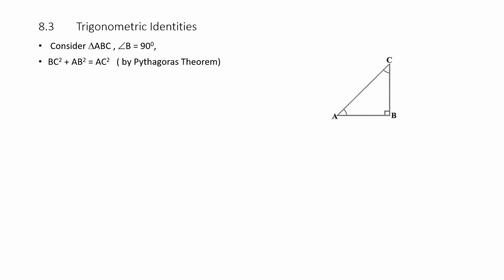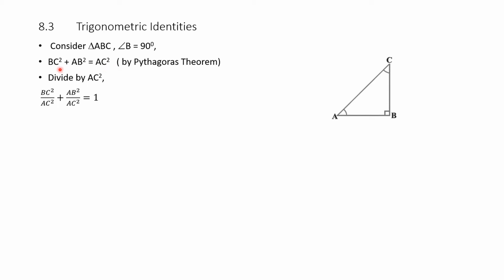Applying Pythagoras theorem, we know BC square plus AB square is equal to AC square. That is, AC is the hypotenuse. Hypotenuse square is equal to the sum of the squares of the other two sides. Therefore, AC square is equal to AB square plus BC square. I have written it here in another way: BC square plus AB square first and AC square on the right hand side. This is Pythagoras theorem.